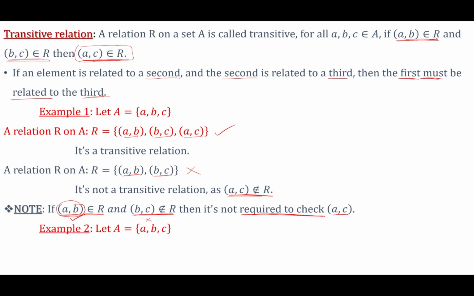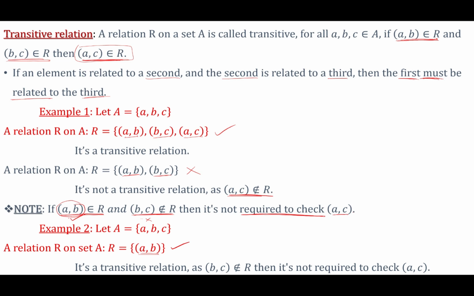I'll give you an example, you will get the idea. A set A has three elements, a, b, c. Now I define a relation: (a, b) is there, but (b, c) is not there. So I don't need to check (a, c). It is a transitive relation, as (b, c) does not belong to R. So it is not required to check (a, c). A few more examples so you get more idea.